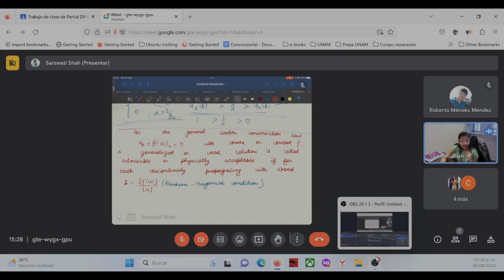If there is a discontinuity propagating with speed s in the given solution, then a weak solution will be called a physically acceptable solution only when the inequality f'(u_L) > s > f'(u_R) is satisfied.